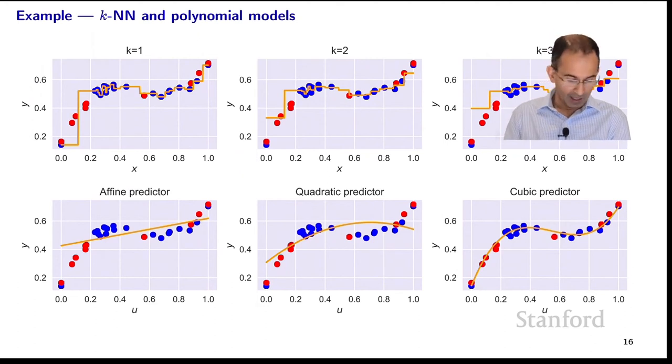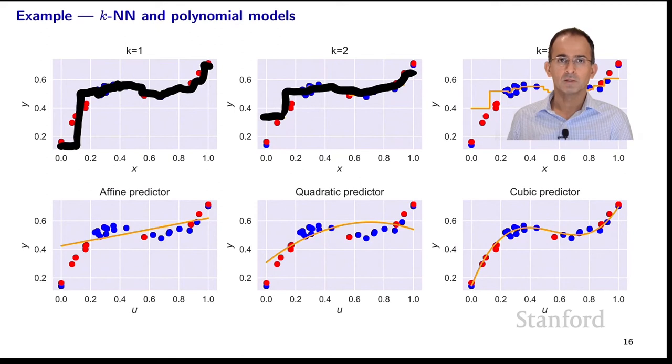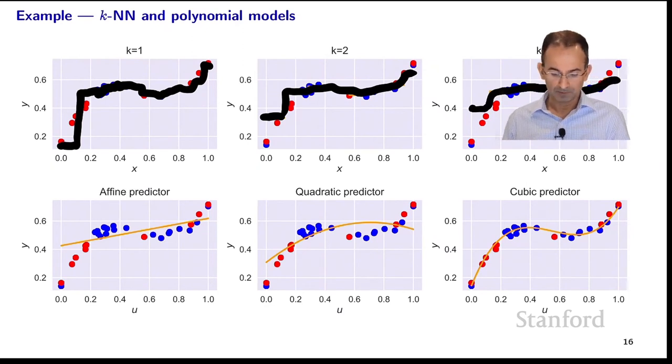Let me just highlight that. It passes perfectly through the blue data points. If I look at the k is equal to 2 plot, well, that doesn't pass perfectly through all the data points, but it's a bit smoother than the k is equal to 1. And k is equal to 3 also doesn't pass through all the data points, but it's a little bit smoother than k is equal to 2.